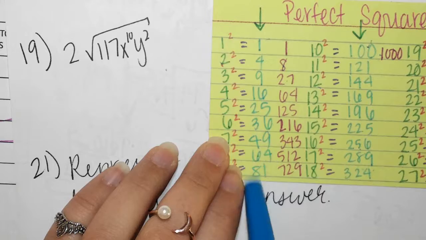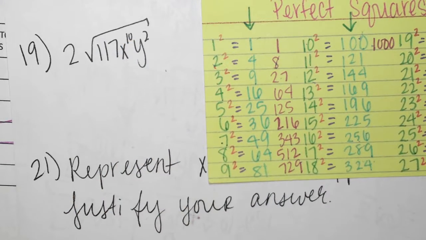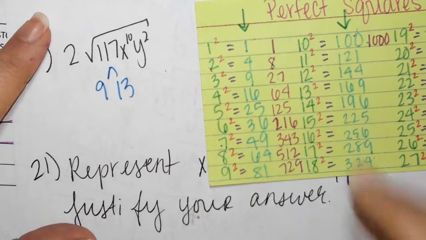Alright, what is the biggest perfect square that goes into 117? 9. 9 times what? 13. 13? Miriam's the only one. Take a point, Miriam. Yay.